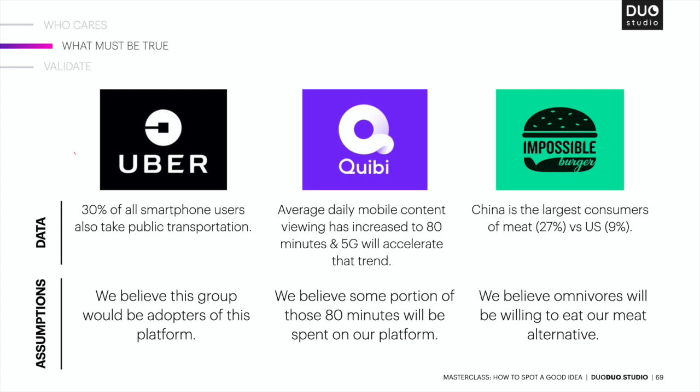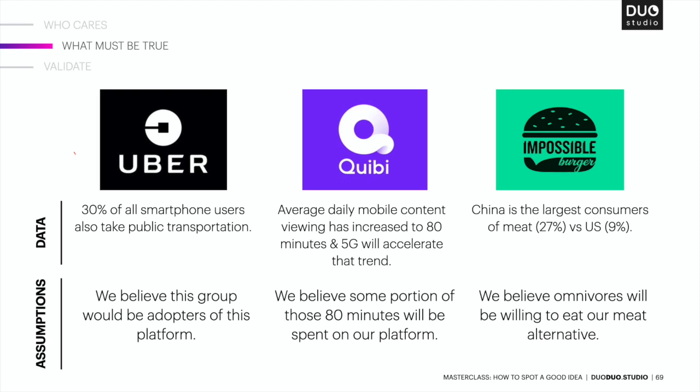So just because 30% of smartphone users also take public transportation does not mean that they're going to download your app, Uber. And just because there are 80 minutes of mobile viewing minutes today does not mean that any number of those minutes will be spent on your platform, Quibi. And Impossible Burger, just because an entire nation eats a whole lot of real meat, that does not mean that they're going to eat any portion of your fake meat.